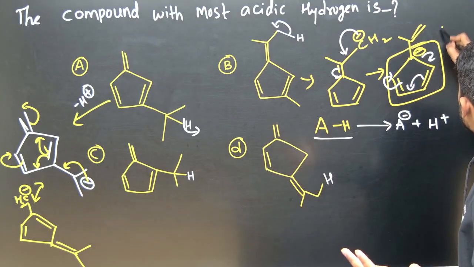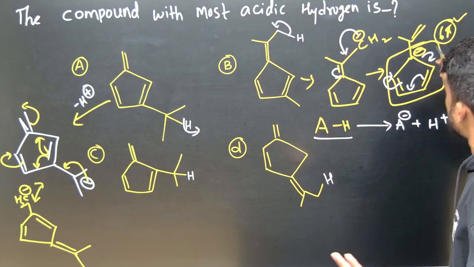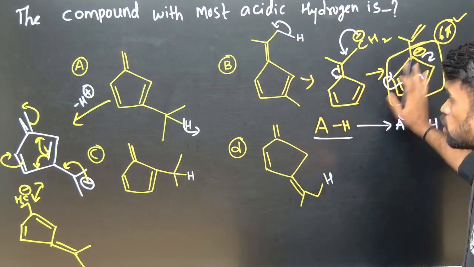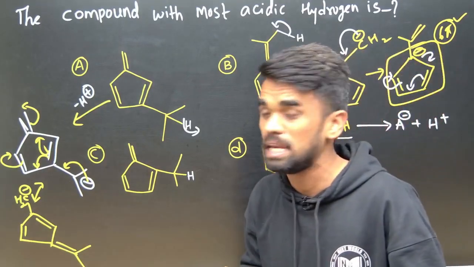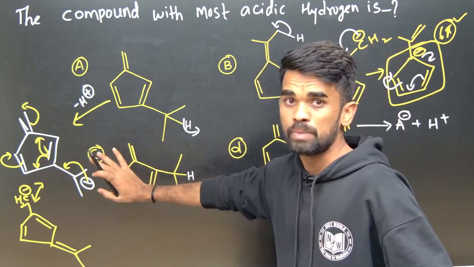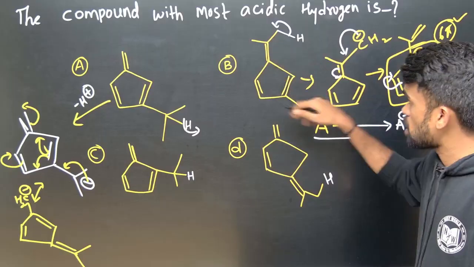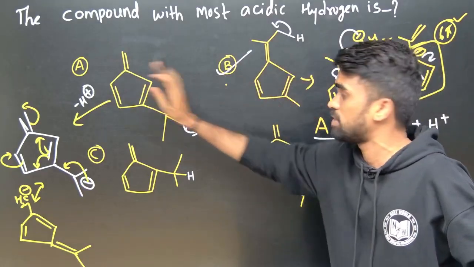How many electrons are there? 6 pi electrons are there in this given compound. So it means the compound is aromatic. This conjugate base is aromatic. We know aromatic compounds are highly stable, unlike non-aromatic and anti-aromatic compounds, right? So I can say this compound is highly acidic when we compare with this A.